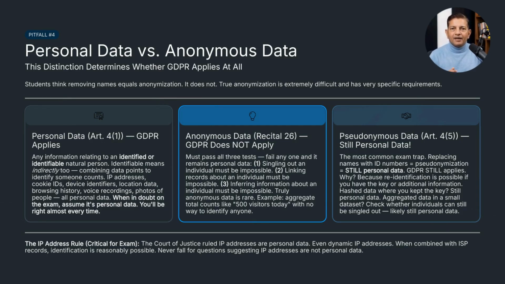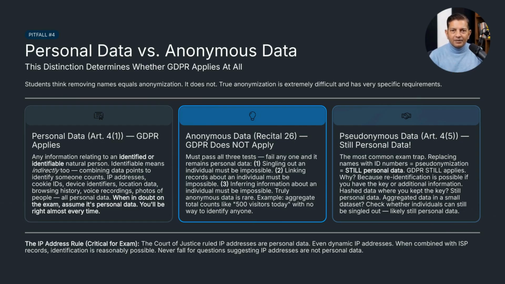Now, anonymous data. This is data that is not covered by GDPR according to Recital 26. But to be truly anonymous, the data must meet a very high bar. You cannot identify the individual. You cannot re-identify them with reasonable means. The anonymization must be irreversible.